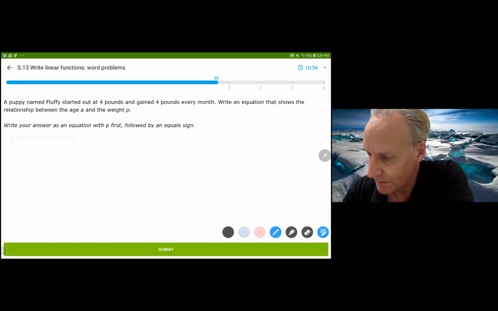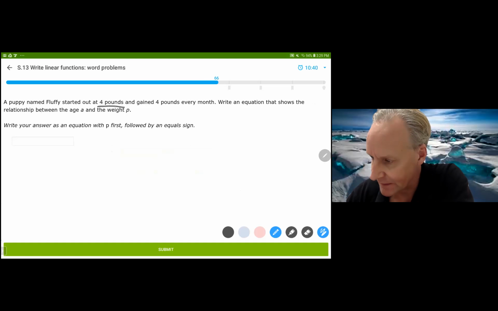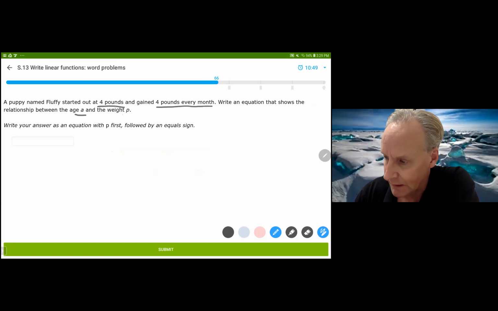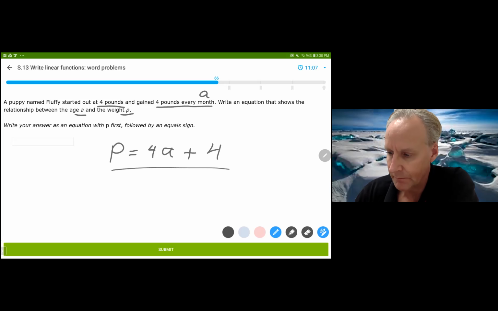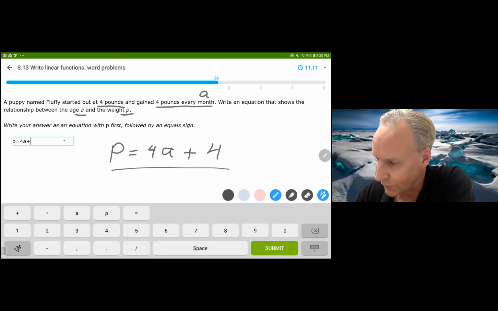Started out at 4 pounds. That's the starting point. And gains 4 pounds every month. Man, that's going to be a hefty pup. Write an equation that shows the age A and the weight P. So we're interested in how much he weighs, and it's going to be age in months, isn't it? He's going to gain 4 pounds every A month. Instead of using M, they used A. So it's 4A plus the original 4.